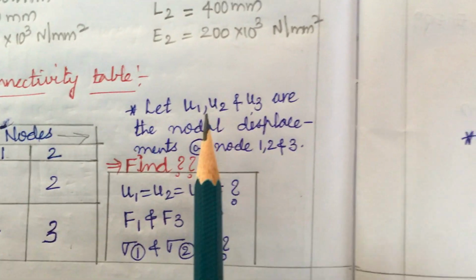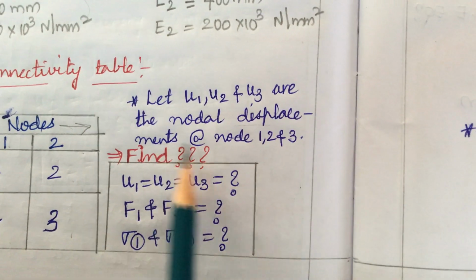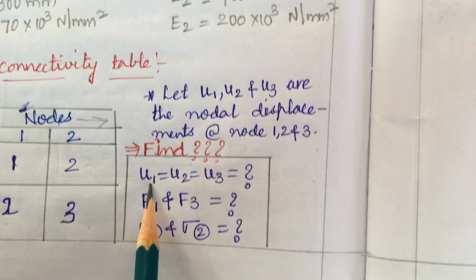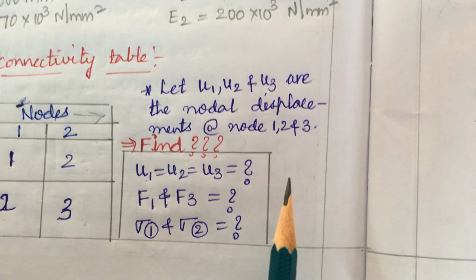And what is asked here is, let U1, U2, U3 be the nodal displacements at nodes 1 to 3, which I told you, but they are asking in the problem to work out the displacements, that is U1, U2, U3 equals question mark.